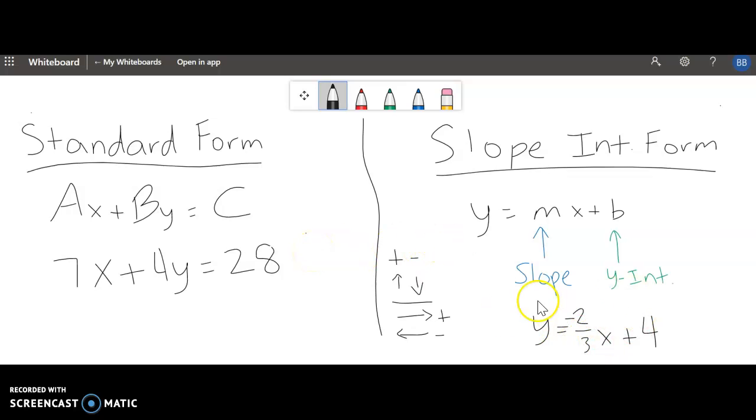So this gives you the entire graph, and so you got the slope and the y-intercept, and you can make the entire graph from that. So this is very, very good for us. This is easy for us to graph with. What about standard form? What are the benefits?